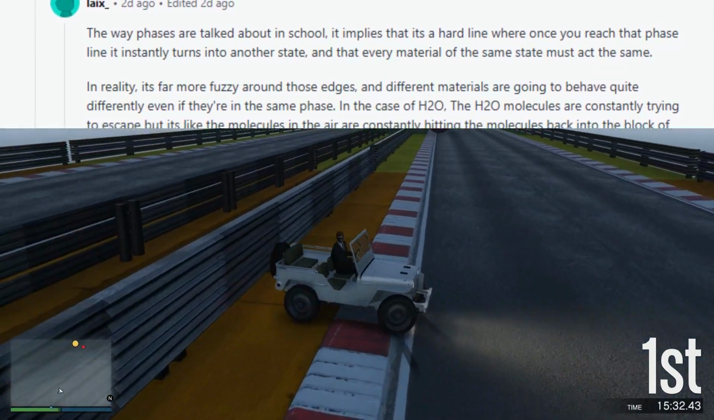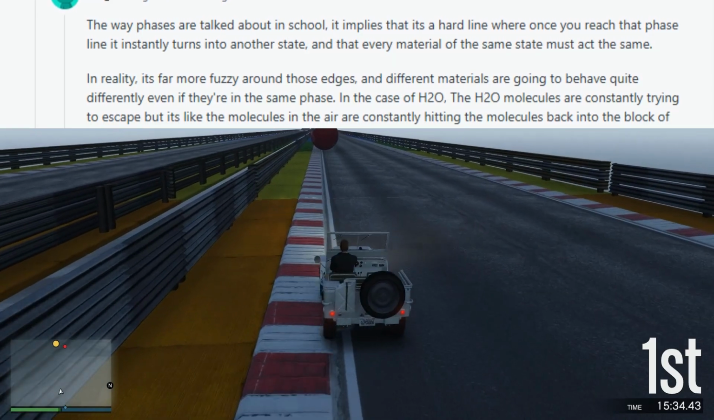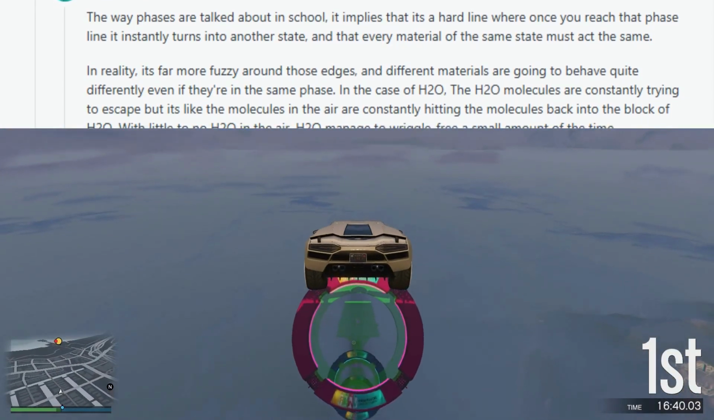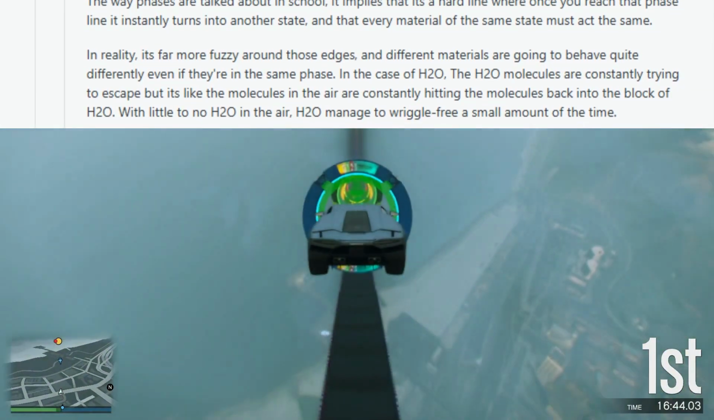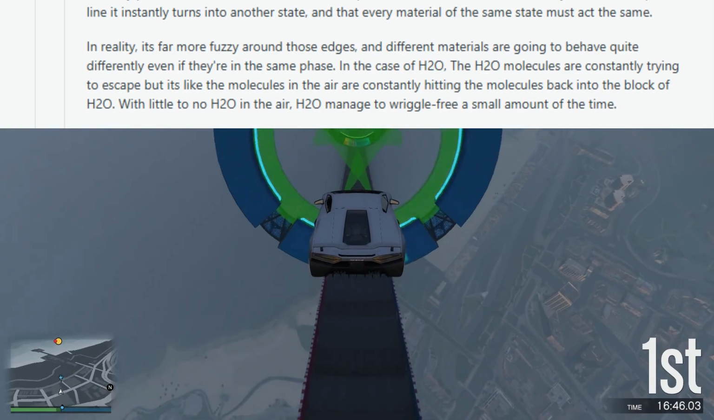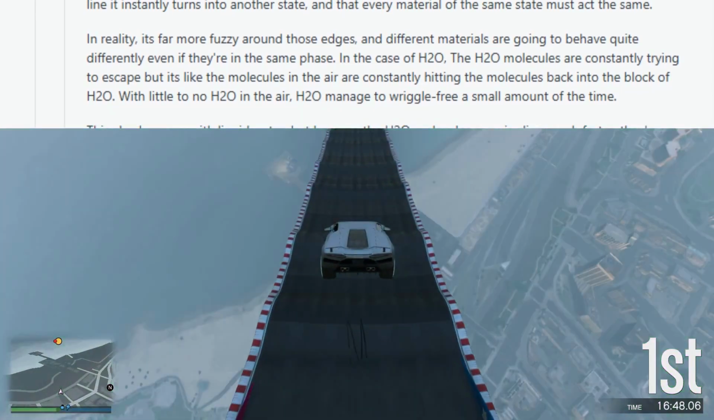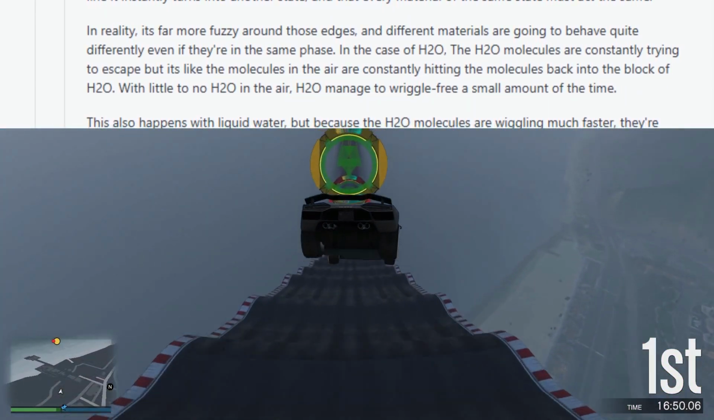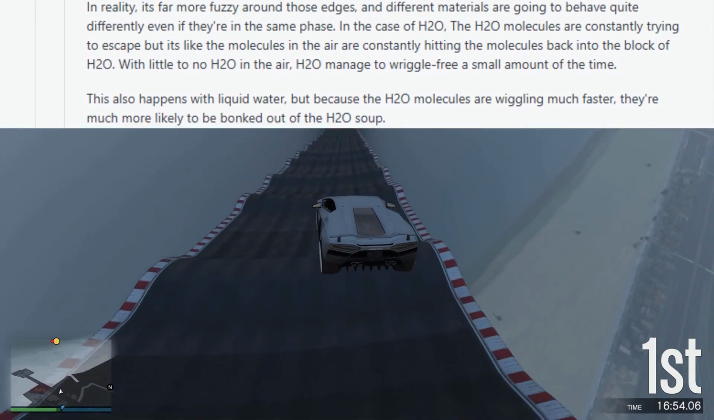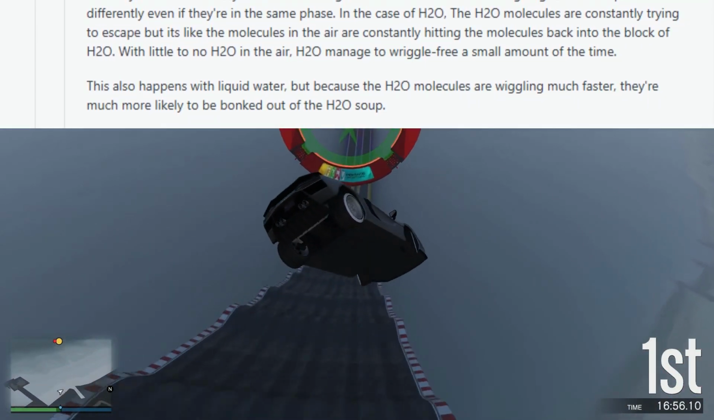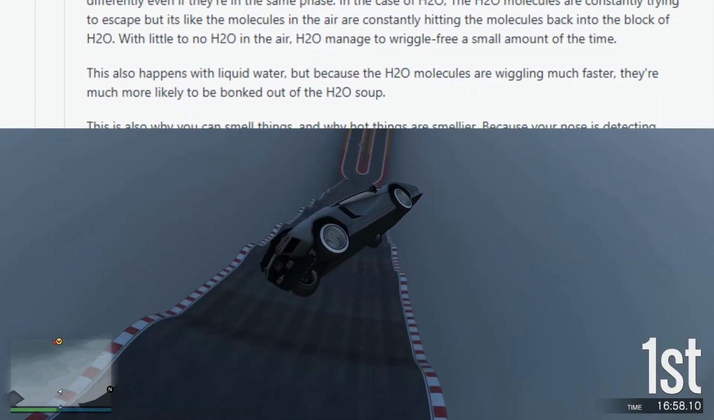In the case of H2O, the H2O molecules are constantly trying to escape, but it's like the molecules in the air are constantly hitting the molecules back into the block of H2O. With little to no H2O in the air, H2O manages to wriggle free a small amount of the time. This also happens with liquid water, but because the H2O molecules are wiggling much faster, they're much more likely to be bonked out of the H2O soup.